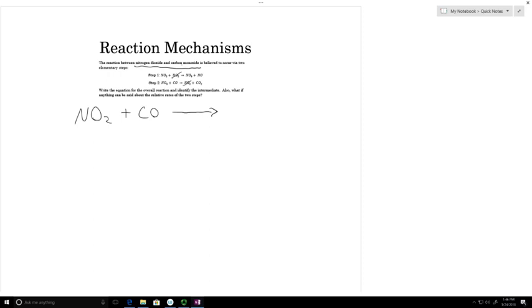The next thing we want to look for are products that do not appear as reactants anywhere here. Nitrogen monoxide and carbon dioxide do not appear as reactants in step 1 or 2, so those are our actual products: NO plus CO2. If our theory holds that we should have only one nitrogen dioxide and one carbon monoxide, then this equation should already be balanced. Let's test it and see.